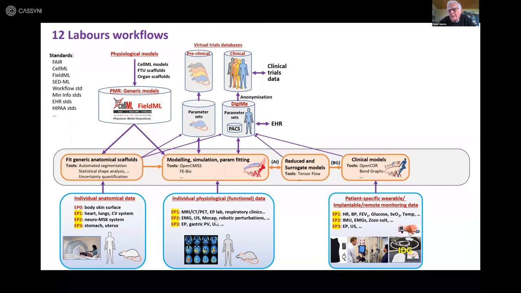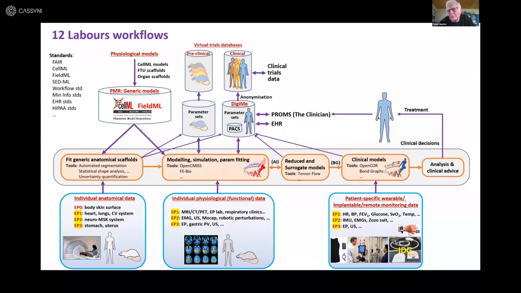And then, of course, bringing in all the wearable and implantable data that's going to increasingly in the future provide very important sources of data for managing healthcare, particularly for chronic diseases. And then a really important part of 12 Labors is closing the loop on clinical input. So being able to use these models in a framework that provides the analysis and clinical advice, but feeding back, we're working with a company called The Clinician on patient reported outcomes, linking back into electronic health records and being able to really try and integrate these models into clinical workflow systems.